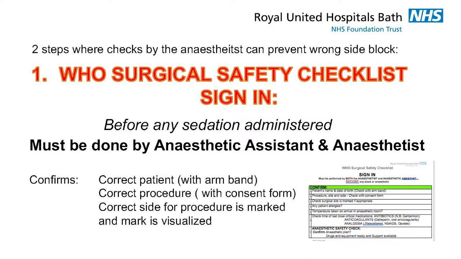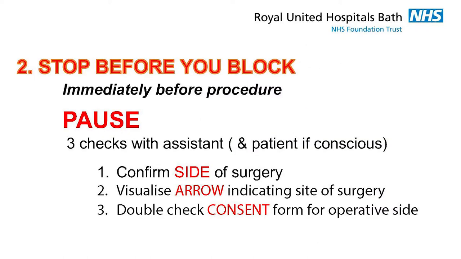This will confirm that we have the correct patient, the correct procedure, and the correct side of the procedure is confirmed with the consent form and the mark is visualised. The second step is to perform a stop before you block, immediately before performing the local anaesthetic procedure. This is a formal pause where there are three repeated checks with the assistant, as I say, immediately before the procedure is performed, confirming the side, visualising the arrow and double checking with the consent form, as is demonstrated.